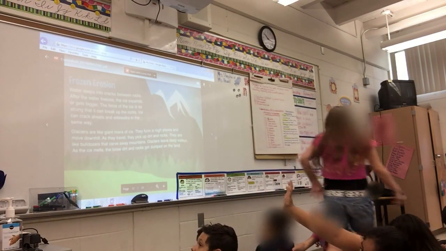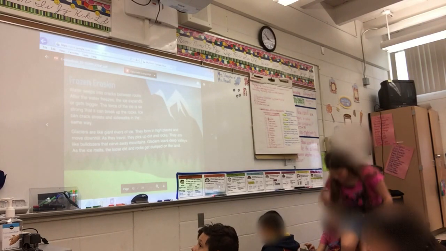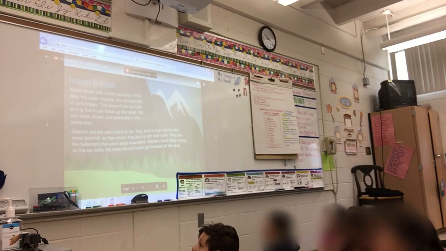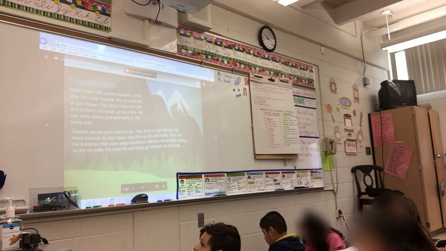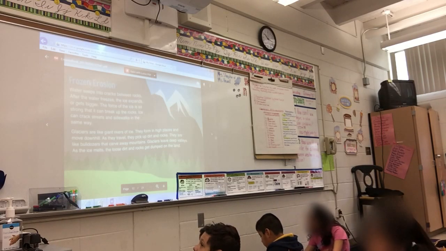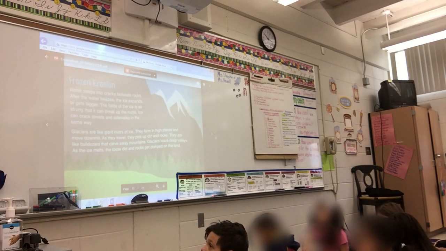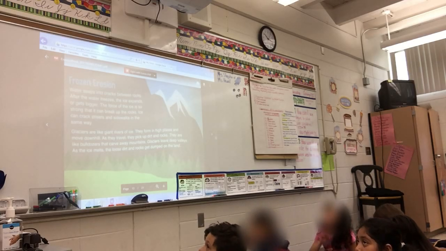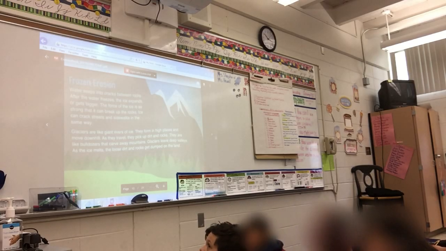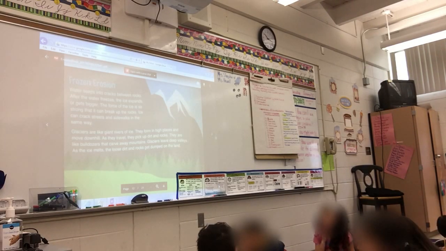Isn't that something that we looked at in our experiment when we did our science lab a couple weeks ago, when we looked at the frozen jar or the frozen glass? The ice expanded when it froze. So it broke the glass and that pressure popped the lid off. Y'all saw that, right? Okay, so that's what frozen erosion is.